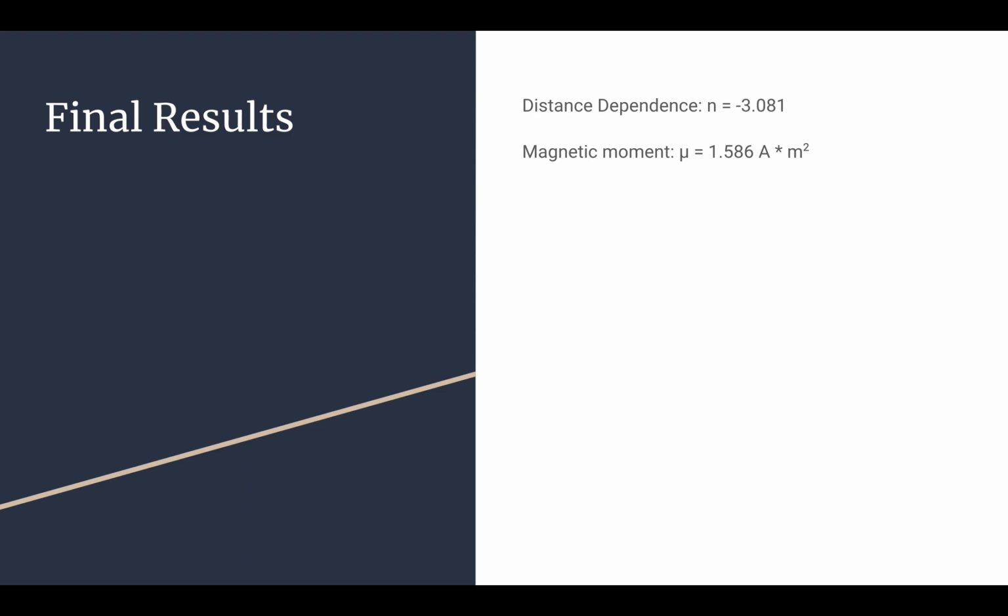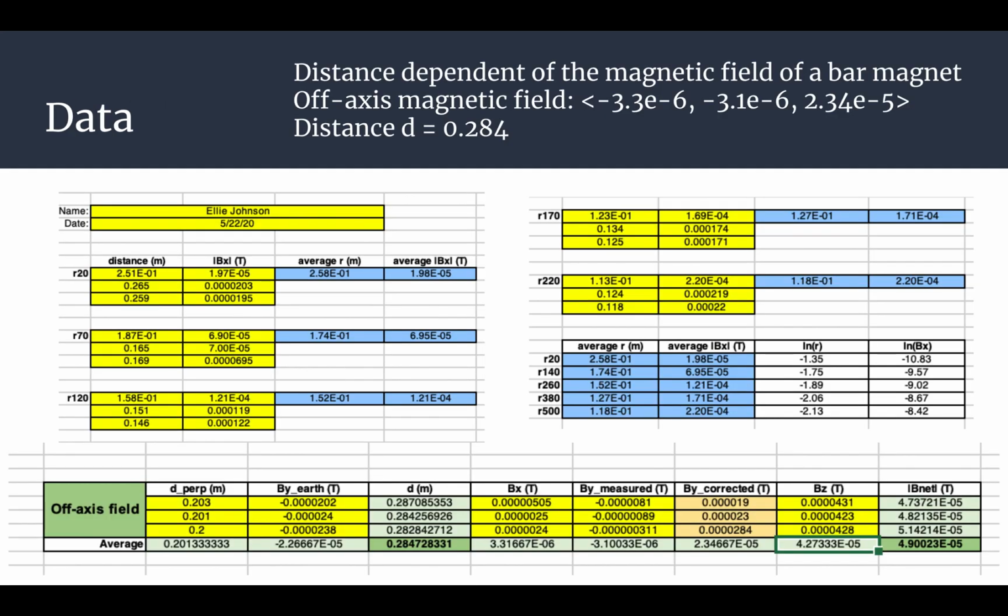I got n equals negative 3.081 and that the magnetic moment mu is equal to 1.5. This is some of the data that I got experimentally. So the distance dependence of the magnetic field of a bar magnet, and I got the off-axis magnetic field equaling the following, and that the distance is equal to 0.284.